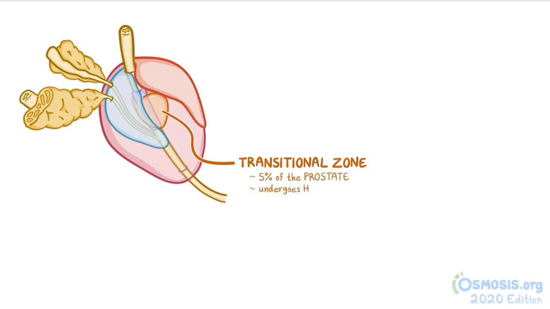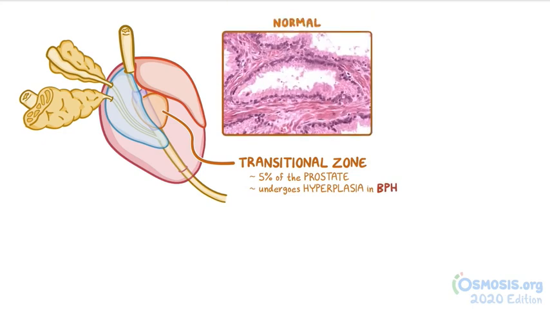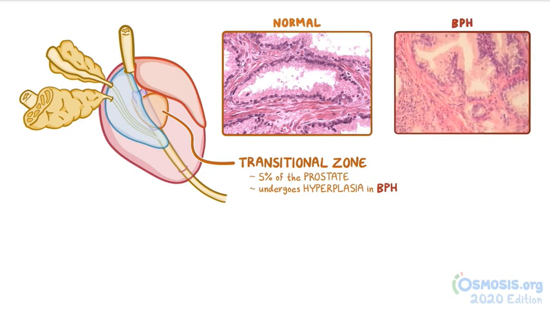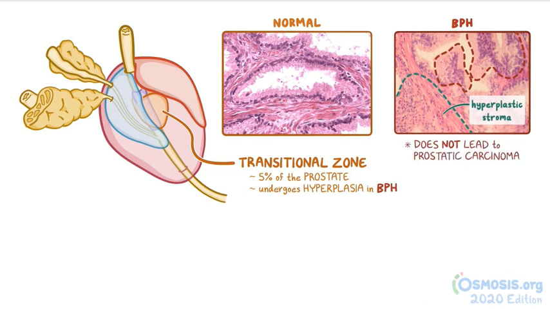This is the zone that undergoes hyperplasia in older individuals with benign prostatic hyperplasia, or BPH. When compared to a normal prostate's glandular epithelium, we can see that a prostate with BPH has significantly increased number of columnar epithelial cells that protrude further into the lumen, particularly in the upper right of this image. Hyperplasia of the supporting tissue or stroma can also be seen with BPH. Even though BPH leads to an increased amount of prostate tissue, it does not lead to prostatic carcinoma. The hyperplastic tissue compresses the prostatic urethra, causing difficulties with urination.